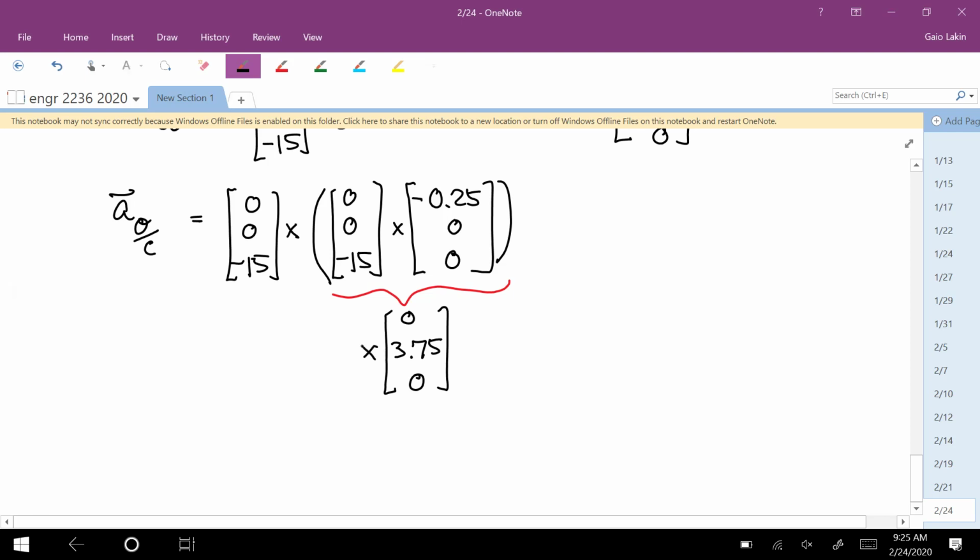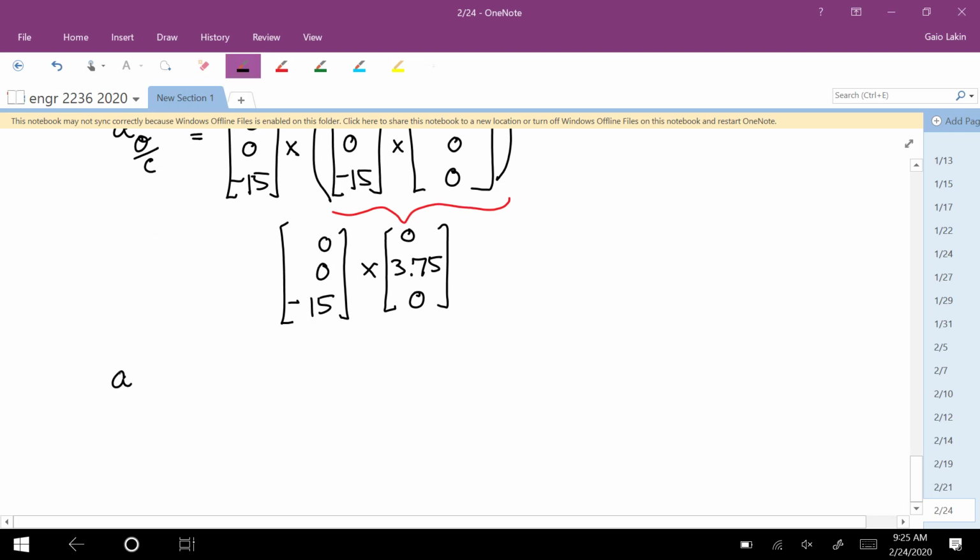And then we're crossing that with 0, 0, negative 15. And so the acceleration of O relative to C is in the positive x direction, and it's positive 56.25.